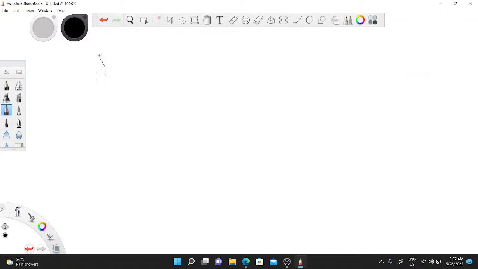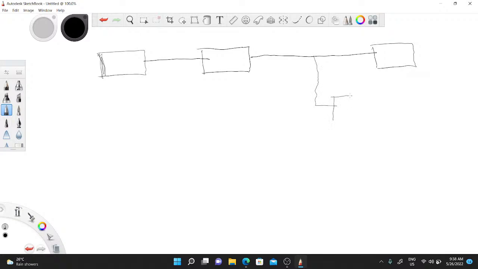Let me make an annotated sketch here. So I'm drawing the sketch that we use as a representation of the components.